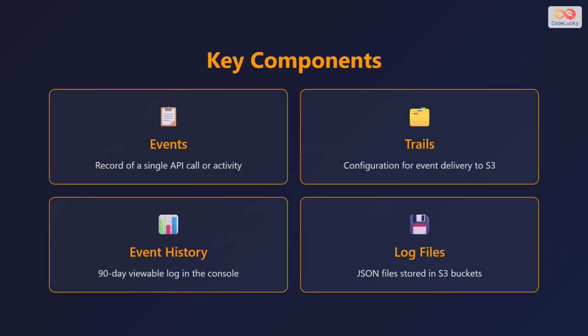CloudTrail consists of 4 key components. First, events are individual records of a single API call or activity. Second, trails are configurations that define how events are delivered to S3 storage. Third, event history provides a 90-day viewable log directly in the console for quick access. Finally, log files are JSON-formatted files that get stored in S3 buckets for long-term retention and analysis.